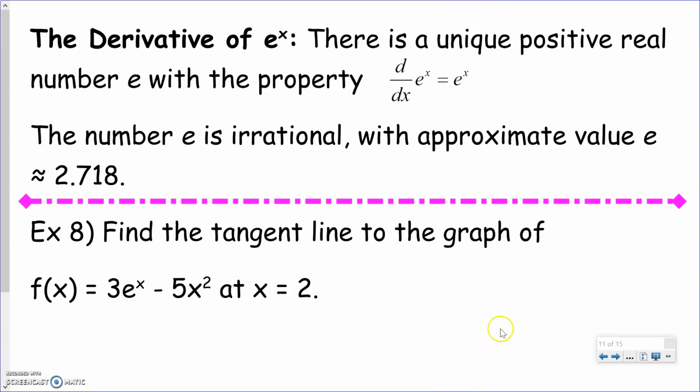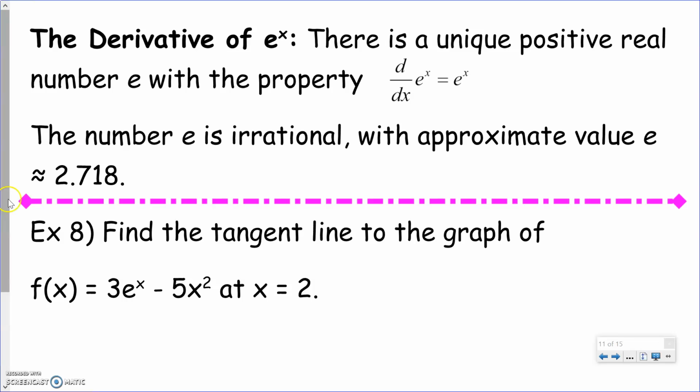Okay, continuing with our 1.2 basic derivatives notes, we are going to talk about the derivative of e and a couple other things. So a unique positive real number e exists that has the property that the derivative of e to the x is e to the x. The number e is irrational with approximate value e equals about 2.718.